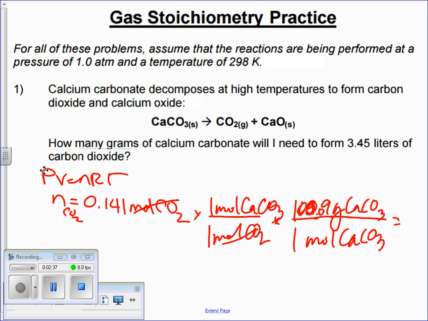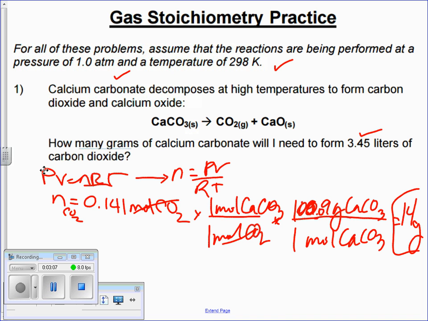I got 14.1. So I used ideal gas law, and I rearranged this, because basically you're given T, P, and volume. So if you know everything but N, then we rearrange to N is equal to PV over RT, and plug those variables in. I'm just not showing the plugging in.